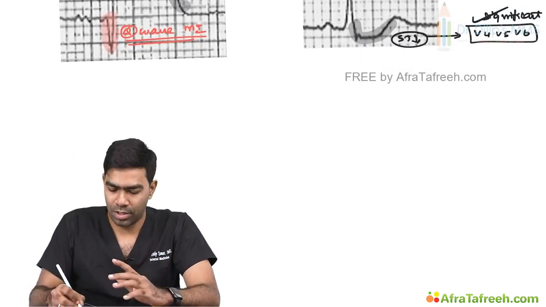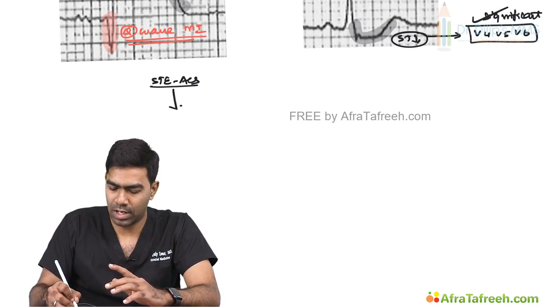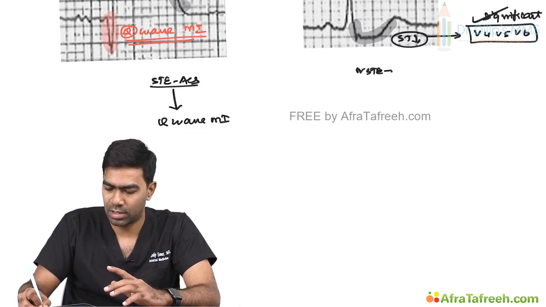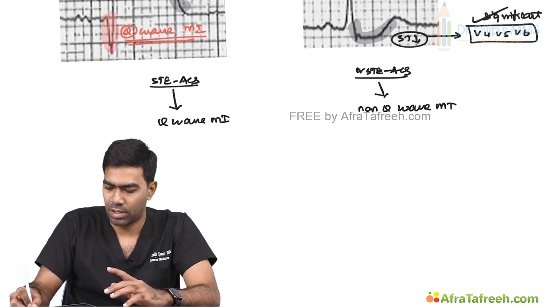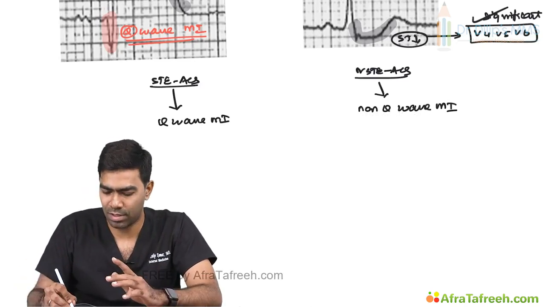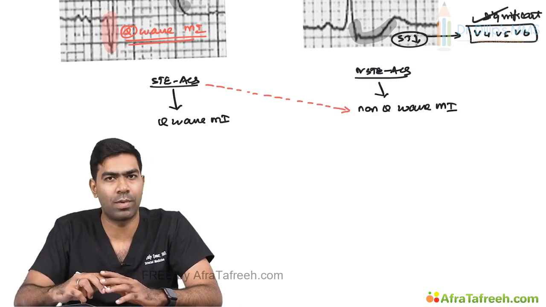so finally, in a nutshell, ST-ACS typically evolves to produce a Q wave myocardial infarction, and NST-ACS typically evolves to produce a non-Q wave myocardial infarction. Suppose a patient with ST-ACS has been treated very, very fast and you have reperfused, then they might become a non-Q wave myocardial infarction as well.